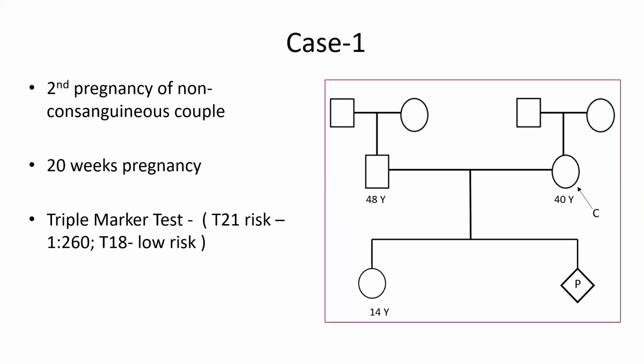They had one 14-year-old girl baby. She was fine developmentally and everything was okay. And this second pregnancy was also conceived spontaneously. In that, a triple marker test was done in the early second trimester. That was suggestive of intermediate risk for trisomy 21.